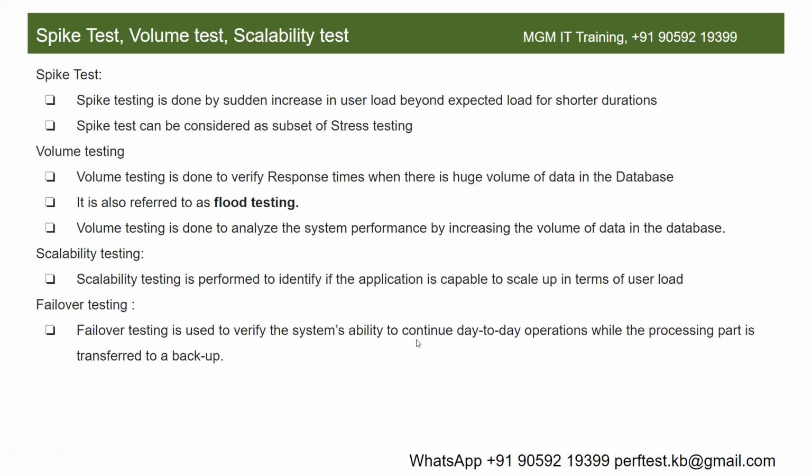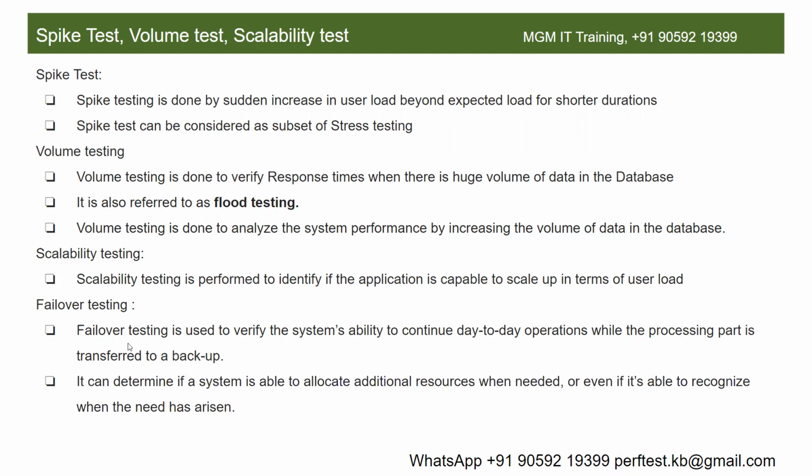Failover testing is used to verify the system's ability to continue day-to-day operations while the processing part is transferred to a backup. I gave one term for this: continuity of business. To test whether the backup environment, if the main environment is down, can take up that load or not, we do this failover testing. And it can determine if a system is able to allocate additional resources when needed, or even if it is able to recognize when the need has arisen.